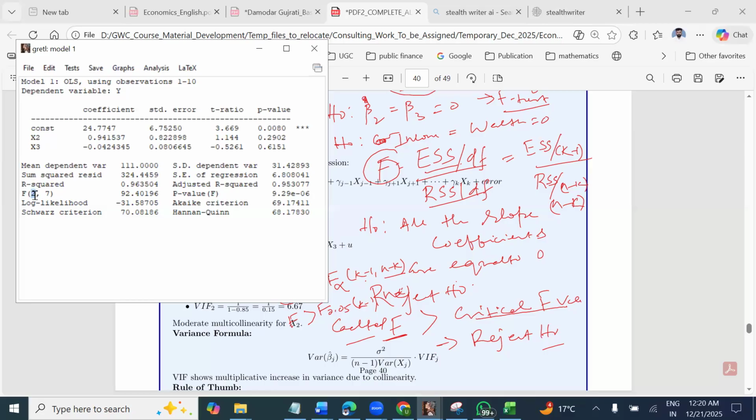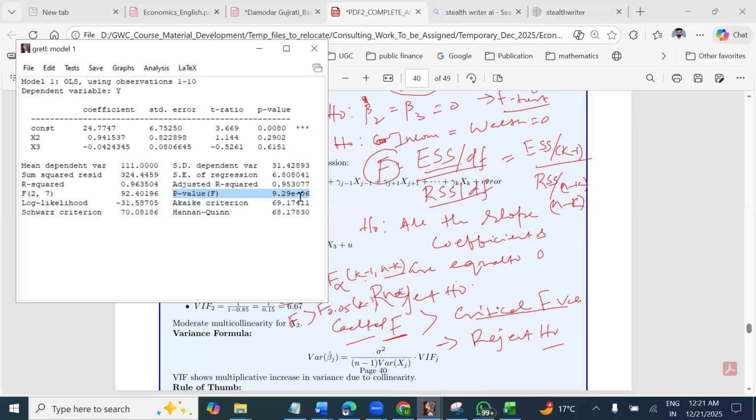So the numerator has degrees of freedom 2. Then how does 7 come? n minus k, where k is 3: 10 minus 3 is 7. Is it clear? Now we got the calculated F value, 92.40196. The software will not go to the table, because the simulated values are already there, so it directly gives us the p value.